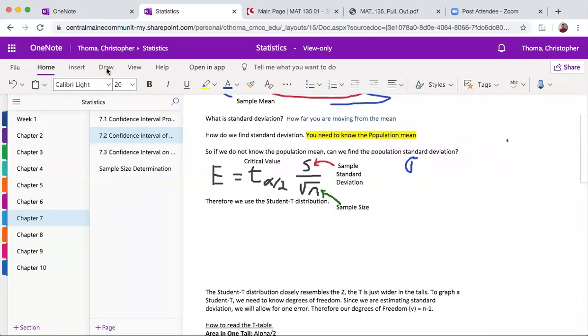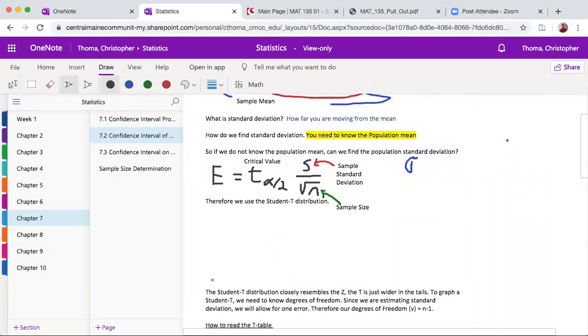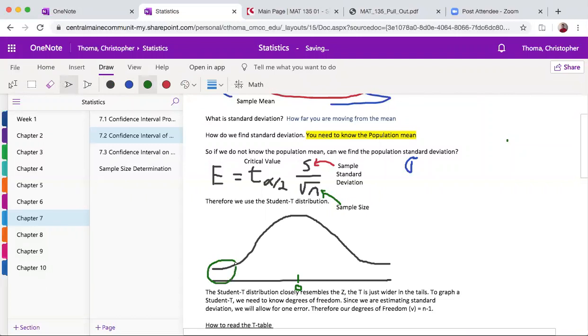What's interesting about the student t is it looks very familiar. It is bell-shaped, so it looks a lot like the z. It's even centered at 0. The difference is it's a little fatter out here in the tails. The tails are a little bit bigger, and the reason for this is to allow for a little more error.